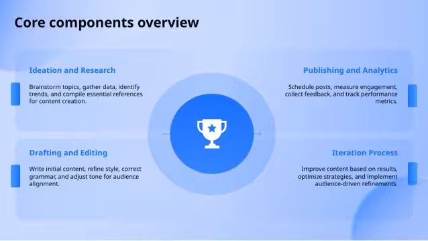Finally, we have the iteration process. Based on the insights from analytics, we continuously improve our content, optimize our strategies, and implement audience-driven refinements. This cycle of ongoing improvement ensures that our content remains relevant, impactful, and aligned with our overall objectives. These components work together as a dynamic system, helping us create content that truly connects and drives results.